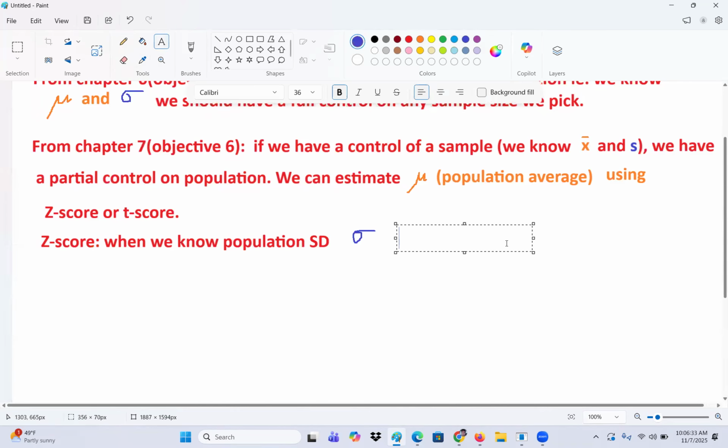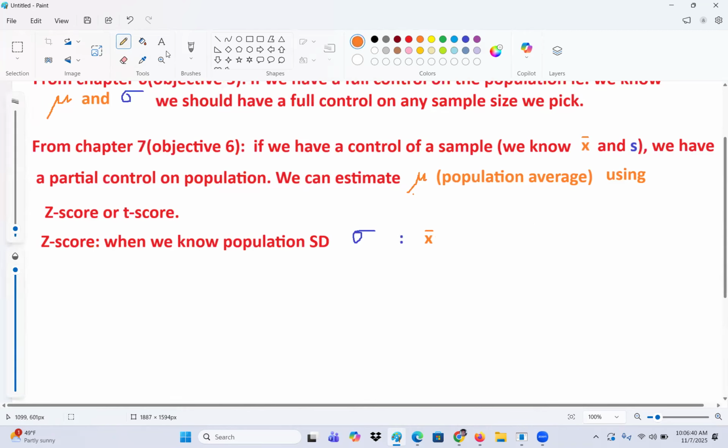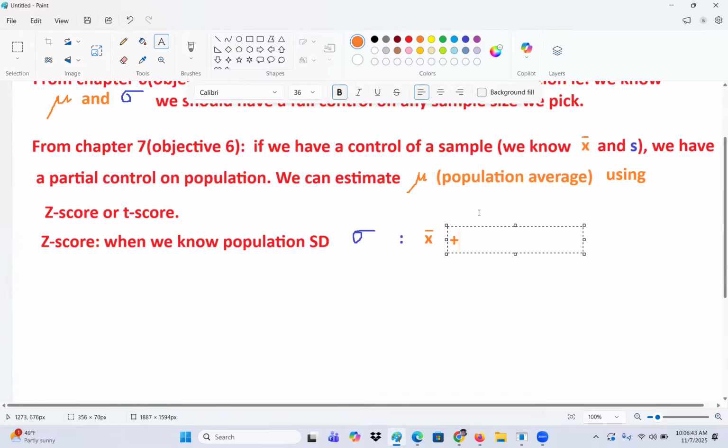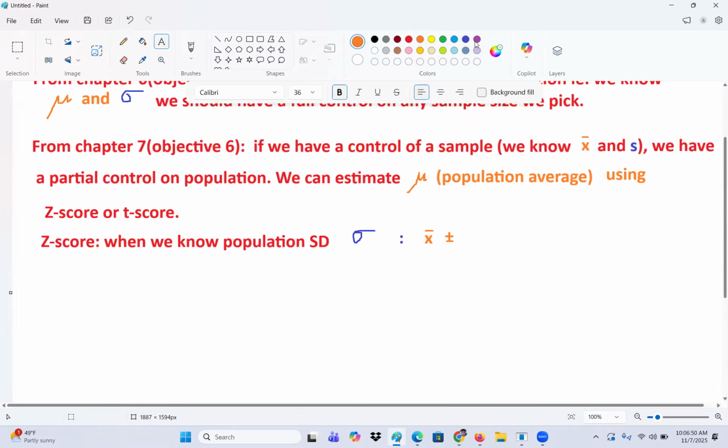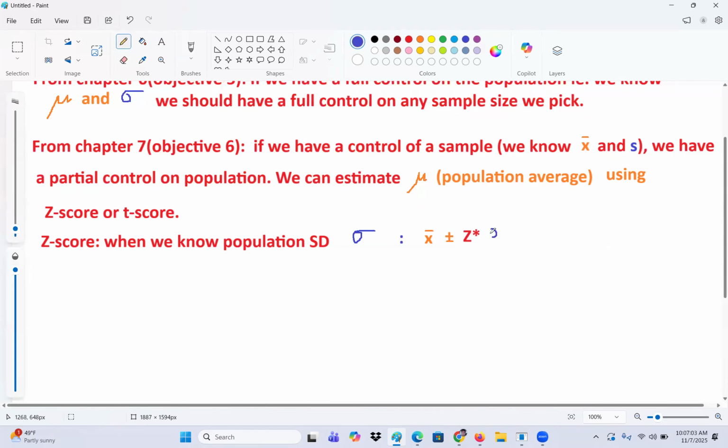And then this can be computed by X bar plus and minus z times the standard deviation over radical n.